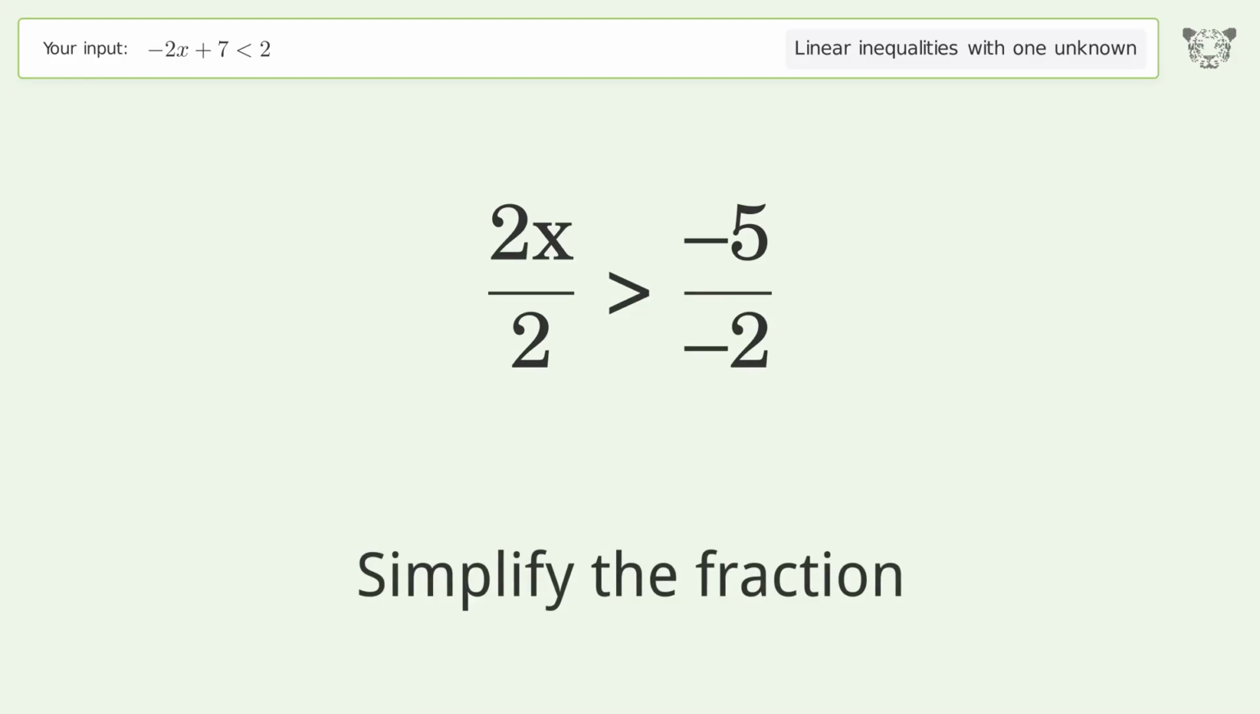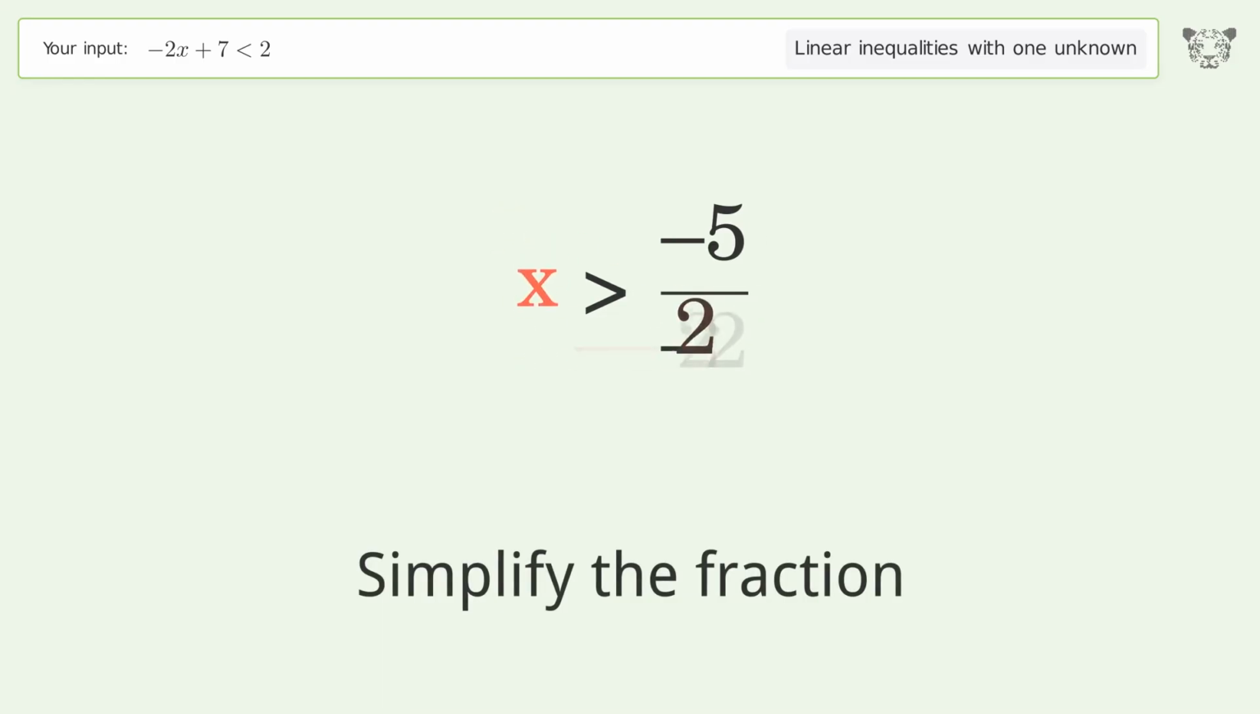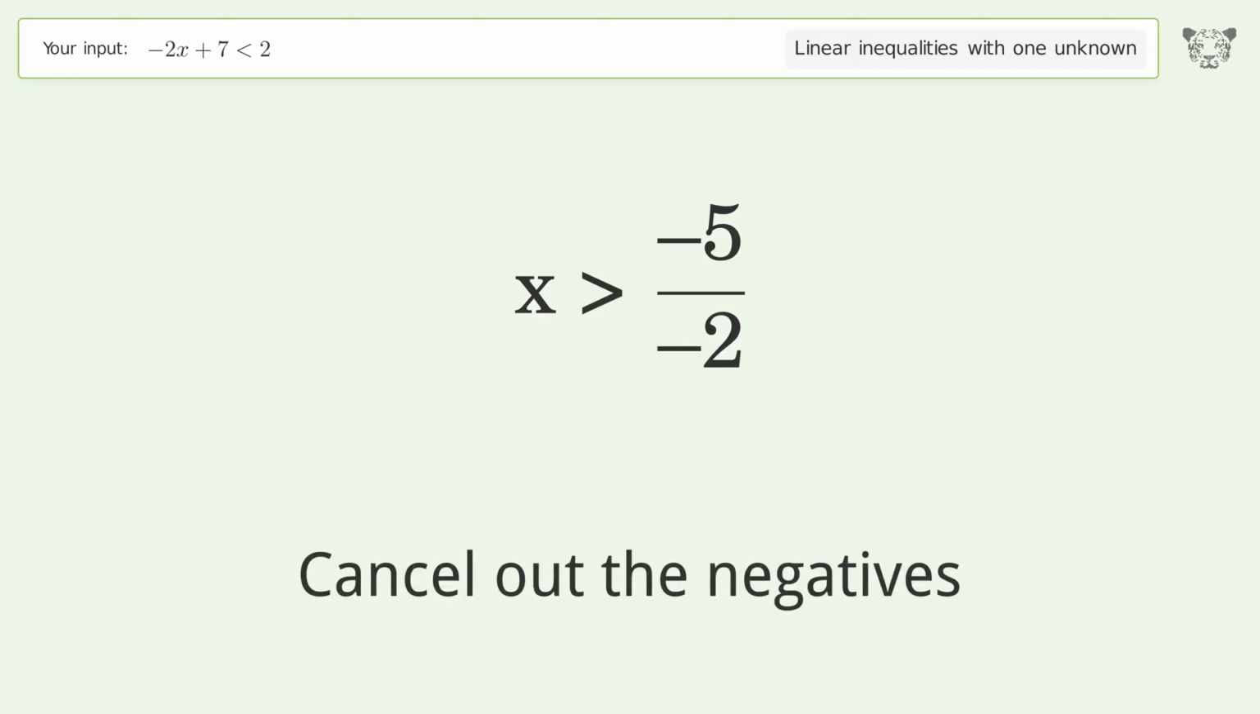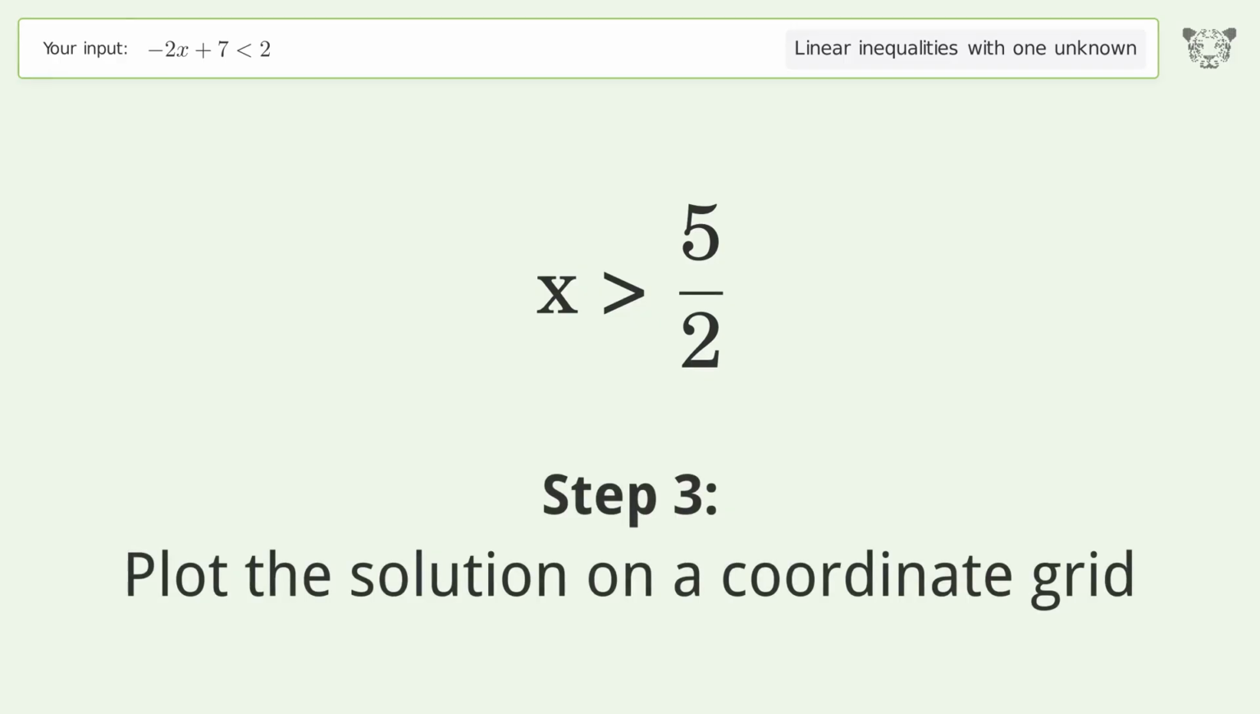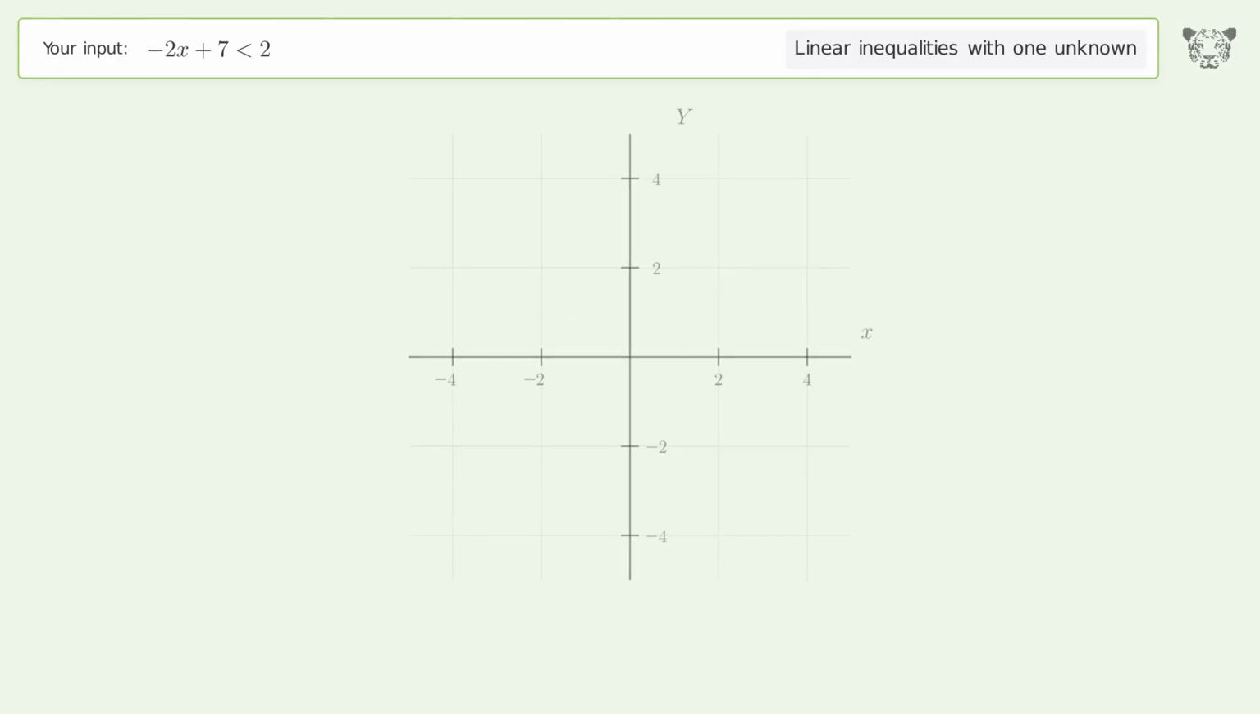Simplify the fraction. Cancel out the negatives. Plot the solution on a coordinate grid. And so the final result is x greater than 5 over 2 greater than 21 over 2.